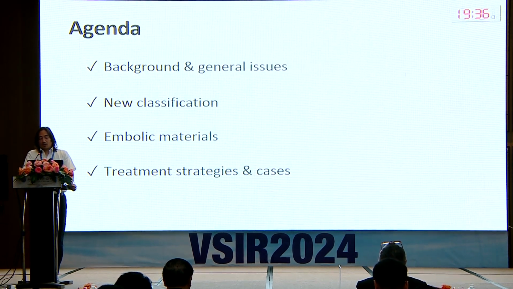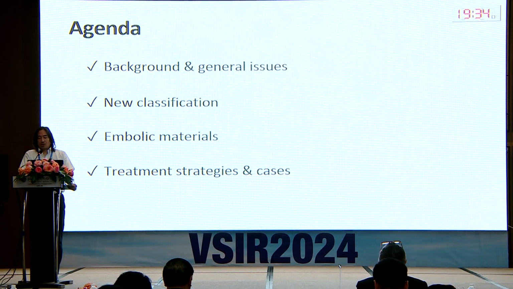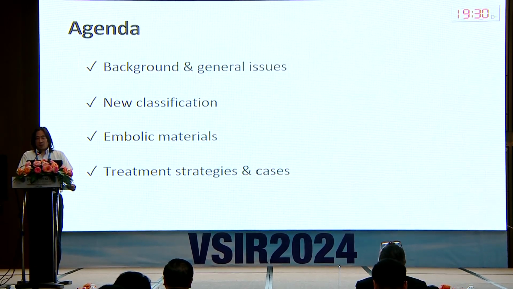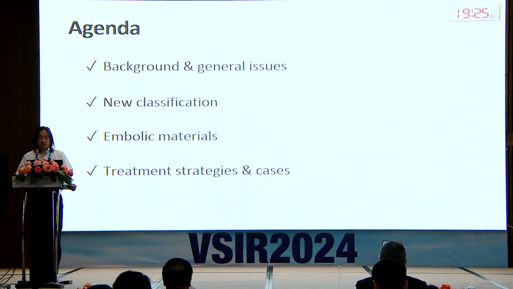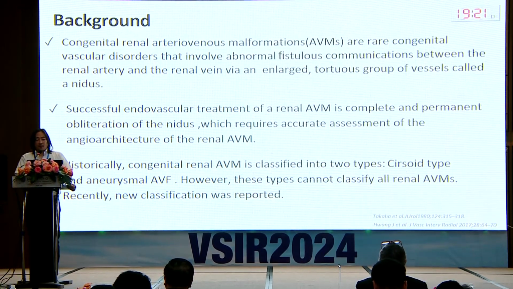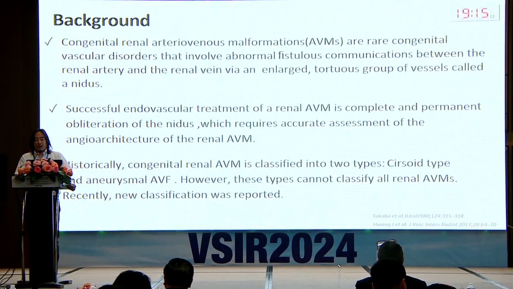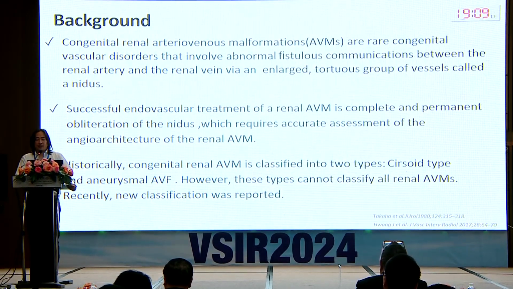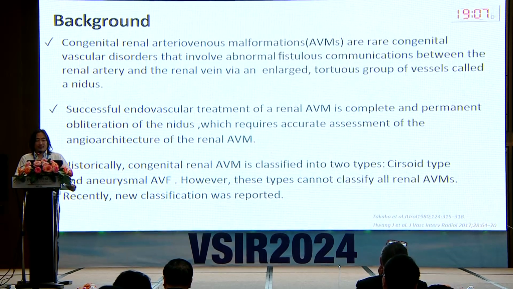So first, I'd like to talk about the background and the general issue about the renal AVMs. Then I'll move on to the new classification, embolic material, and finally I'll show you some cases and treatment strategies. So congenital renal AVMs are rare congenital vascular disorders that involve an abnormal fistulous communication between the artery and the vein through an enlarged tortuous group of vessels called the nidus, of course the nidus.